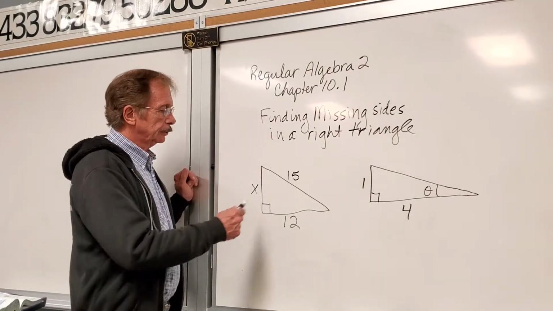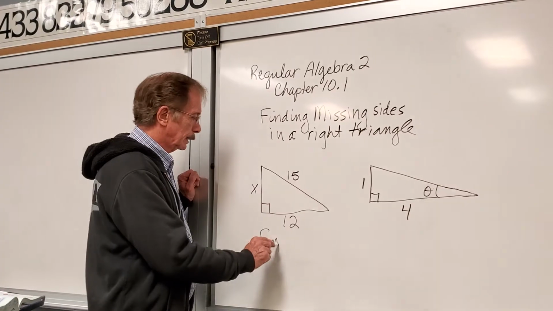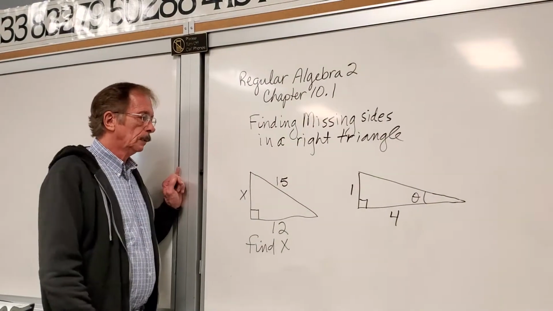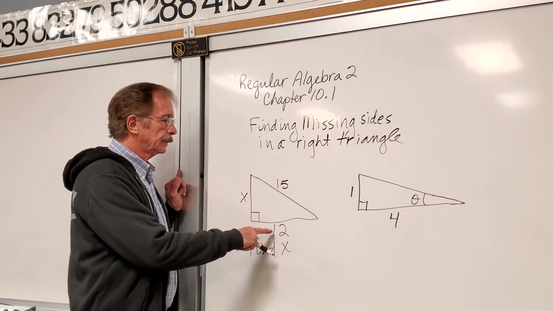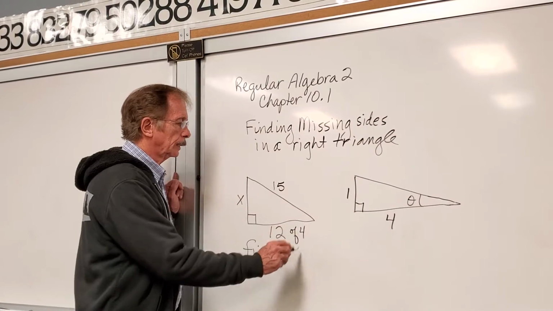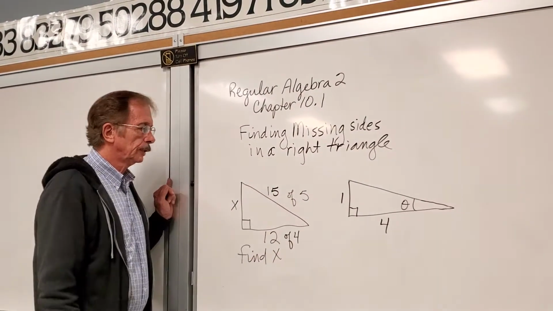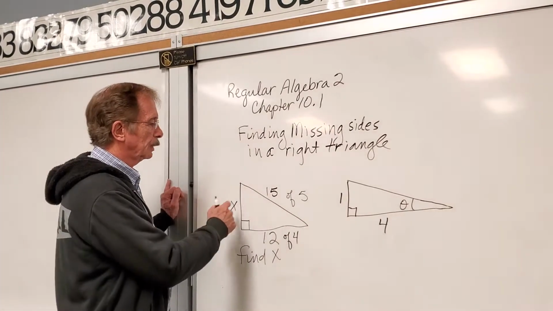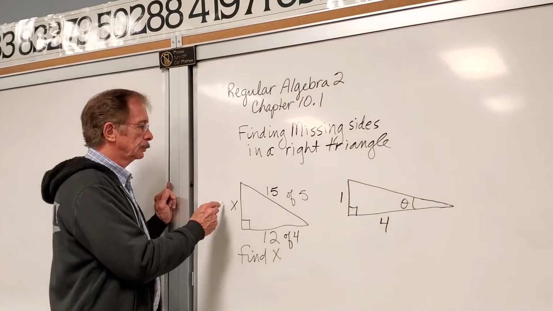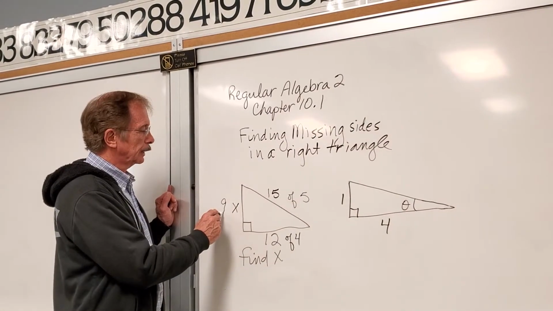The first thing is you may see a right triangle and they're asking you to find the missing side, find x. Well, I notice right here that that's a multiple of 4 and a multiple of 5, so I'm wondering if this isn't a 3, 4, 5 right triangle. So my guess would be this would be 9 for the side.